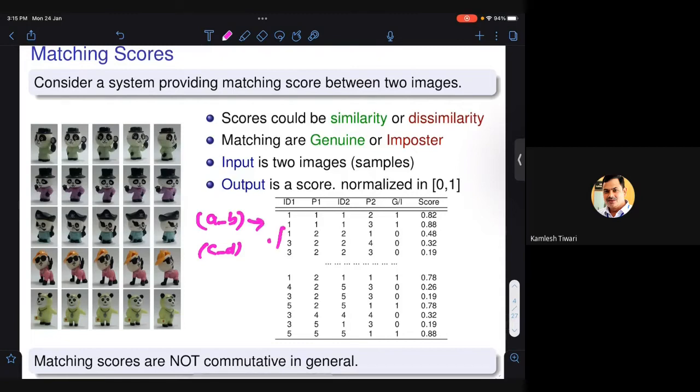So you have to find the feature of image one. Let me say this is image one, this is image two. I have to find the feature of image one, the feature of image two, and then find some way to determine the similarity between them, and then I'm going to get some score. This is the general procedure.